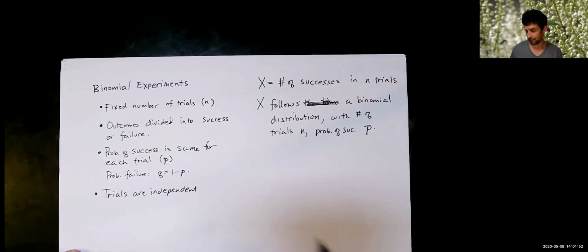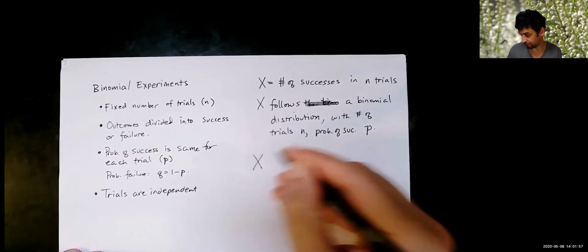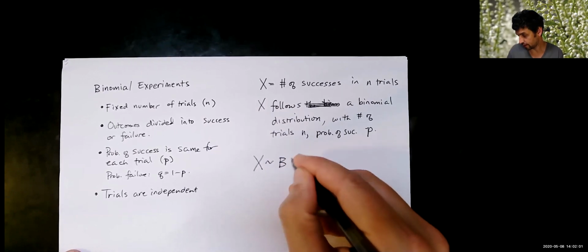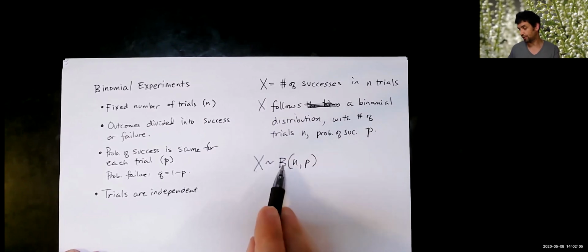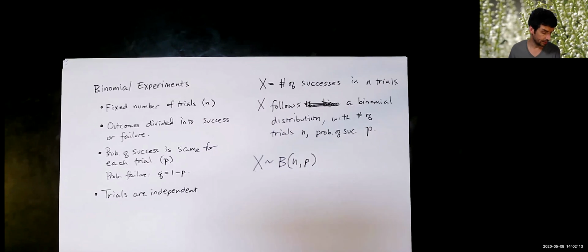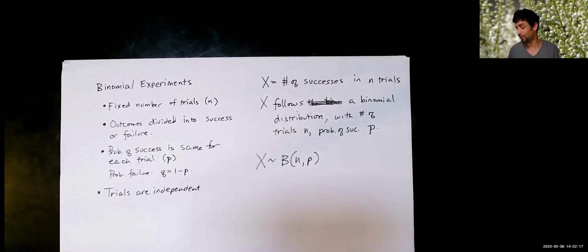We sometimes use this notation. This sentence is long, so instead we sometimes write x, this little tilde, and this is just to say x follows the binomial distribution with n trials and p probability of success. Okay. We also get a couple of other things for free when we know this.